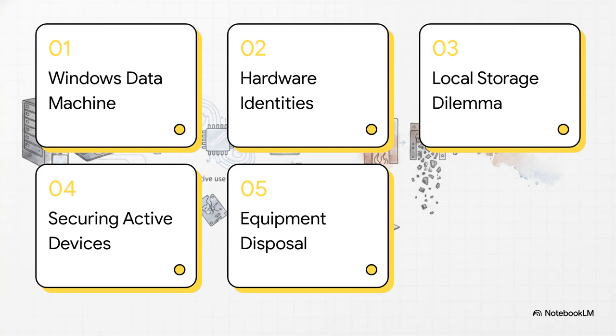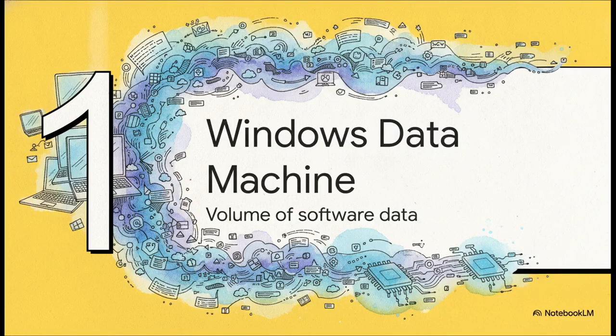Today, we are covering 5 key areas. 1. The Windows data machine. 2. Immutable hardware identities. 3. The local storage dilemma. 4. Securing the active device. And finally, 5. The equipment disposal challenge.